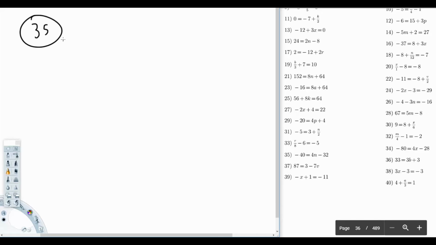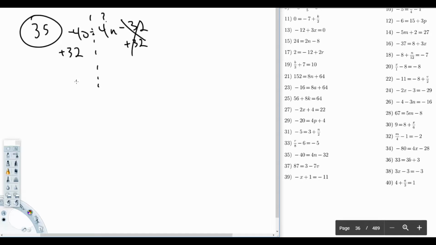35. Minus 40 equals 4n minus 32. Split this up. This is what we don't know, so we have to get all the stuff we know on one side. So minus 32 becomes plus 32, right? We have to add 32 to cancel that, and we have to add 32 to this side also.